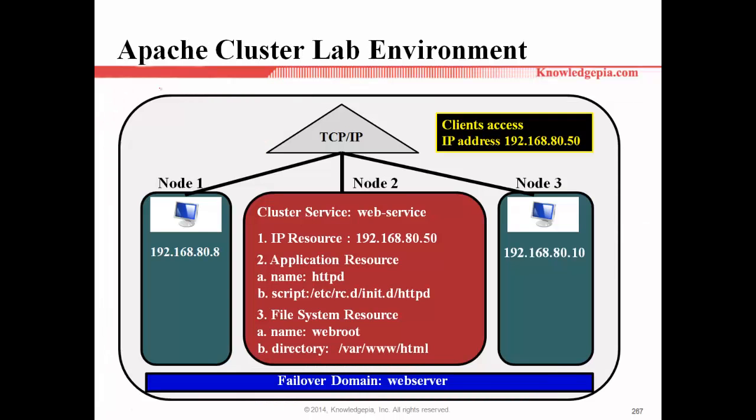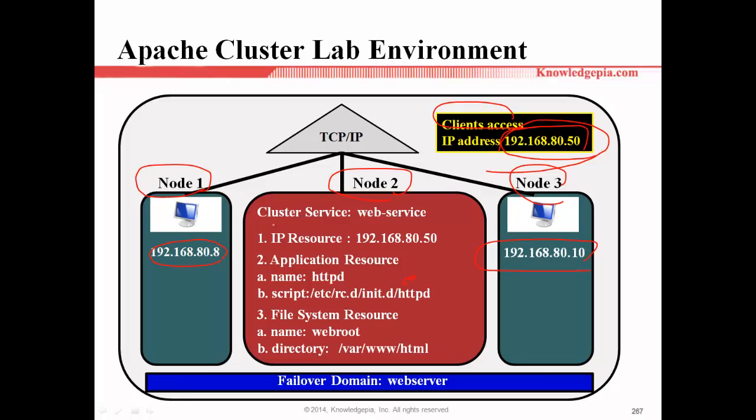In this chapter, I will use this Apache cluster lab environment. There are three cluster nodes, node 1, node 2, and node 3. And each cluster node uses an IP address in the 192.168.80 range. But I will use the IP address 192.168.80.50 as the floating IP address. Floating IP address means the IP address clients can use to access the cluster environment.